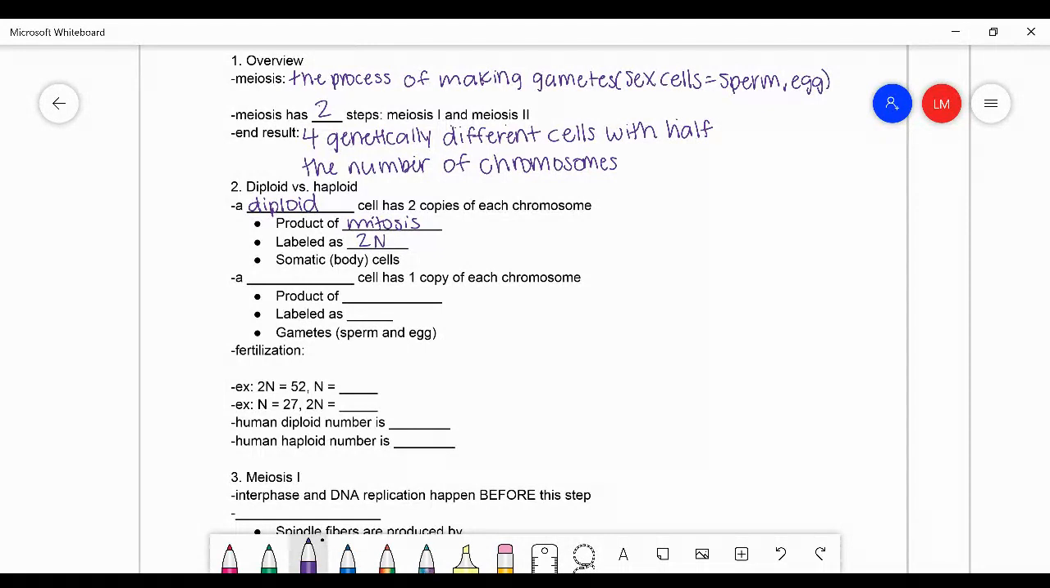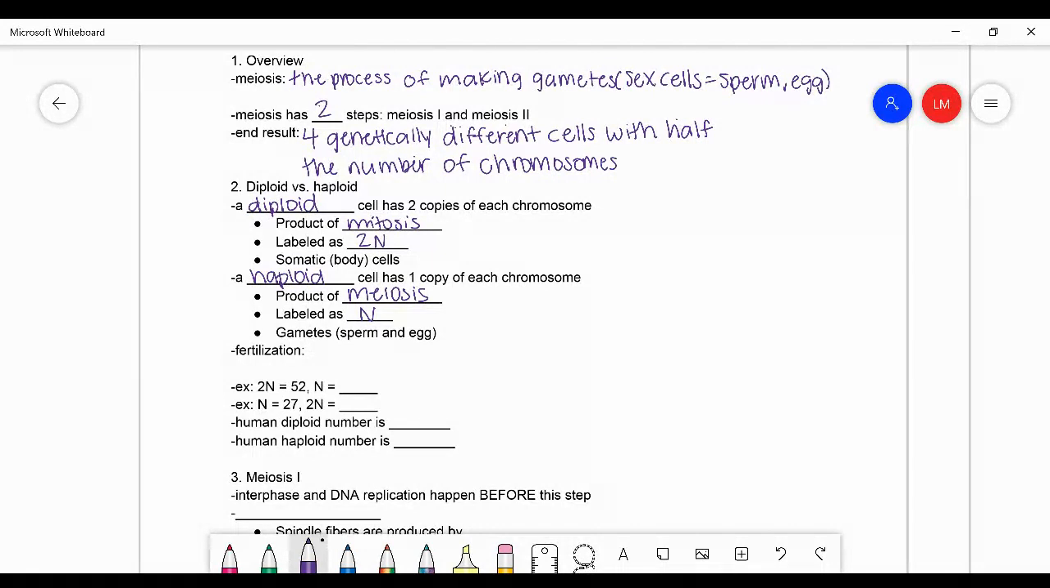A haploid cell has 1 copy of each chromosome, and it is a product of meiosis. And it's labeled as N. Haploid cells are our gametes. And so that brings up the question, why do haploid cells need to be made by animals or plants, etc.? They need to be made because as part of sexual reproduction, we have fertilization.